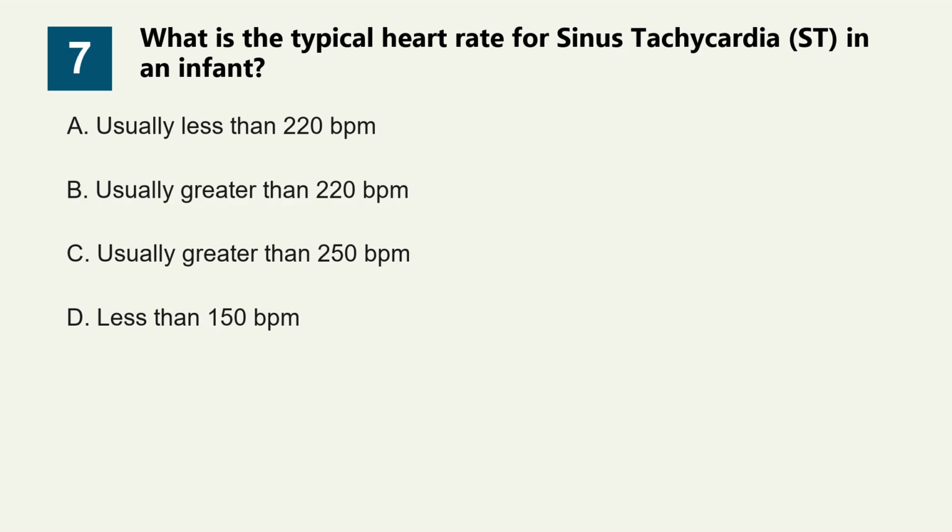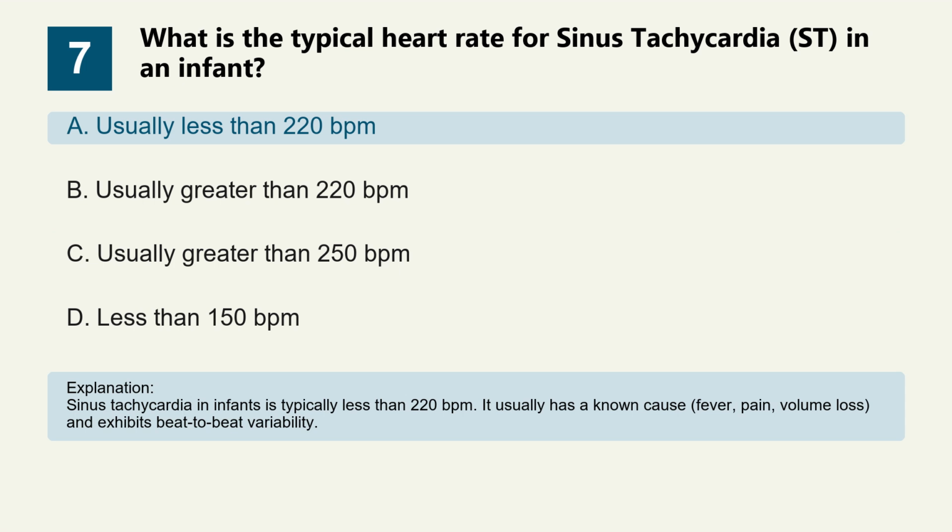Question 7. What is the typical heart rate for sinus tachycardia, ST, in an infant? Option A. Usually less than 220 bpm. Option B. Usually greater than 220 bpm. Option C. Usually greater than 250 bpm. Option D. Less than 150 bpm. The correct answer is option A. Usually less than 220 bpm. Sinus tachycardia in infants is typically less than 220 bpm. It usually has a known cause, such as fever, pain, or volume loss, and exhibits beat-to-beat variability.